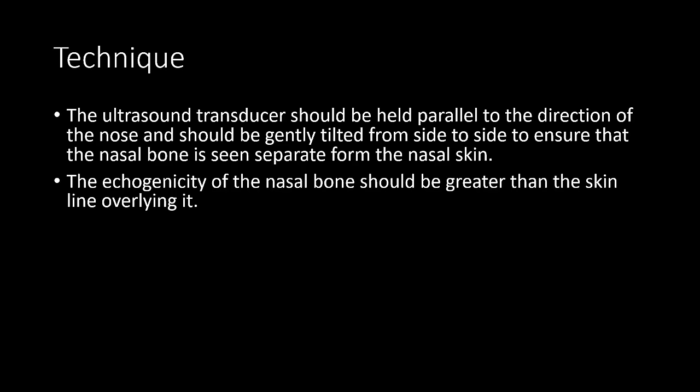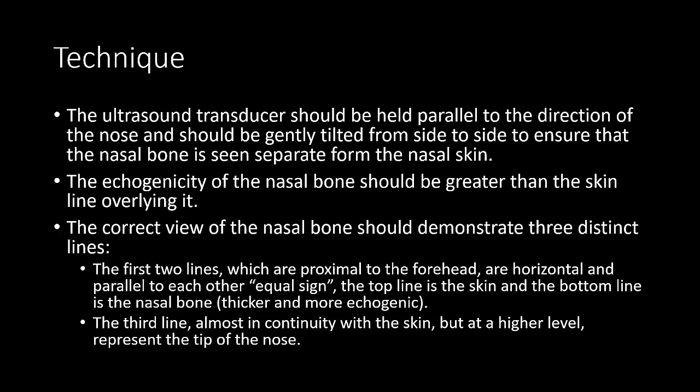The correct view of the nasal bone should demonstrate 3 distinct lines. The first 2 lines, which are proximal to the forehead, are horizontal and parallel to each other. The top line is the skin and the bottom line is the nasal bone, thicker and more echogenic. The third line, almost in continuity with the skin, but at a higher level, represents the tip of the nose.